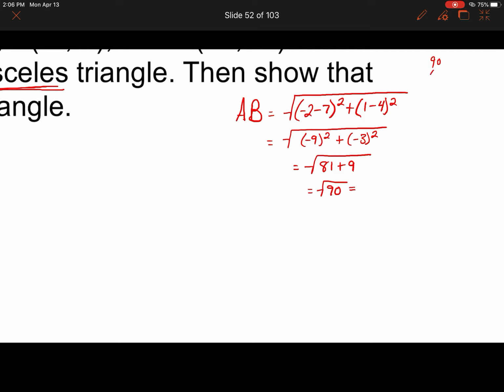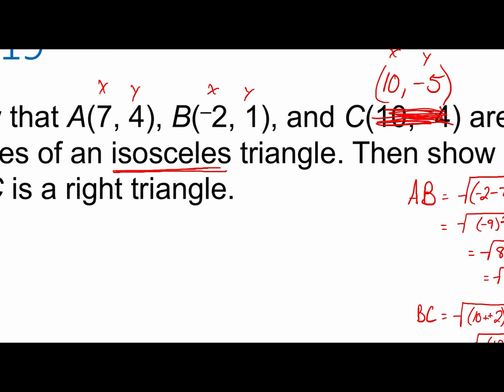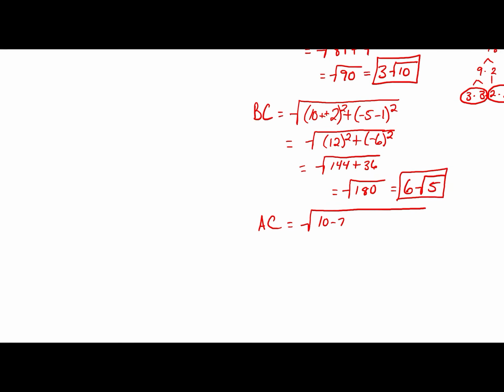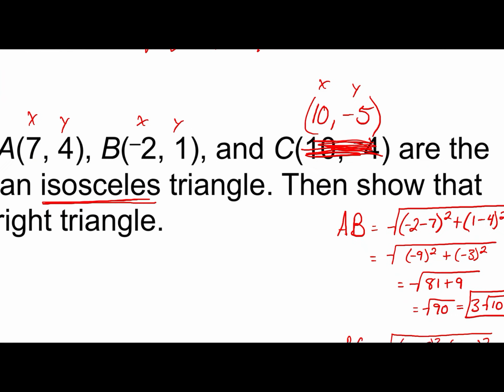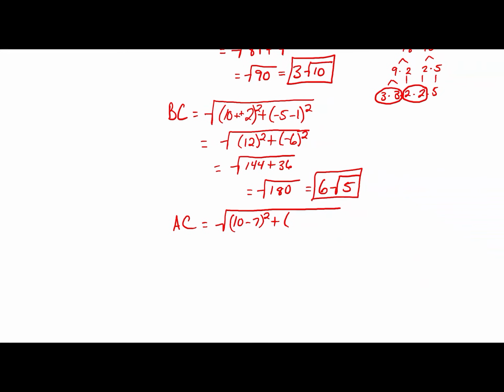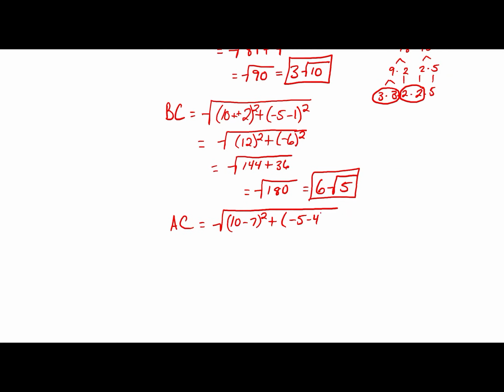So we found the distance between A and C. So let's go up here and look at our numbers. A is x sub 2 is going to be 10, because we're using point C. So it's 10 minus 7, so 10 minus 7 squared. And then our y values are negative 5 minus 4, so negative 5 minus 4 squared.